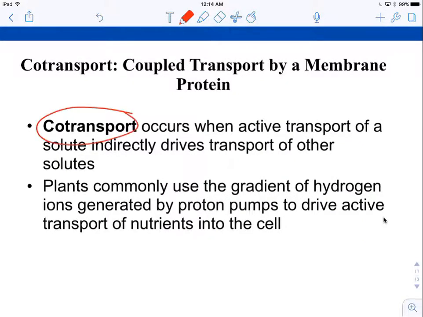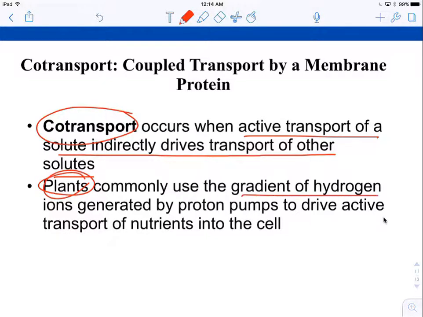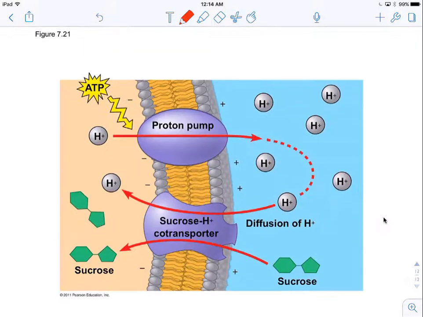And this is called co-transport. Okay? So active transport of a solute indirectly drives transport of something else. Okay? And plants use this a lot. Okay? So they create a gradient of hydrogen ions by a proton pump. And then that will drive the transport of nutrients into the cell. Okay? So you have a proton pump here that creates a gradient, pumping protons out of the cell. So you get an electrogenic, electrochemical gradient, where you have a concentration gradient as well as an electrical gradient.